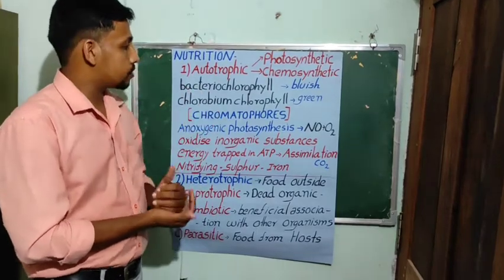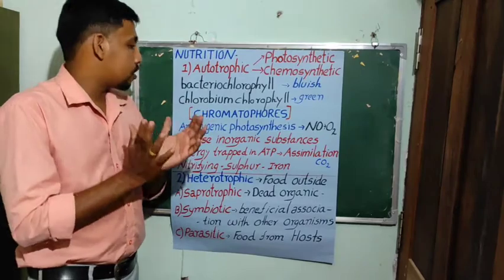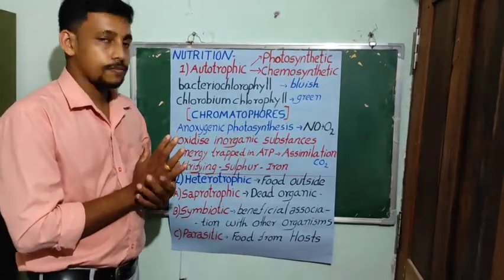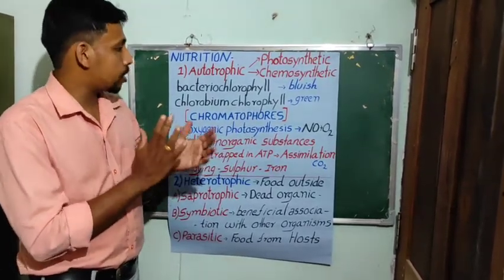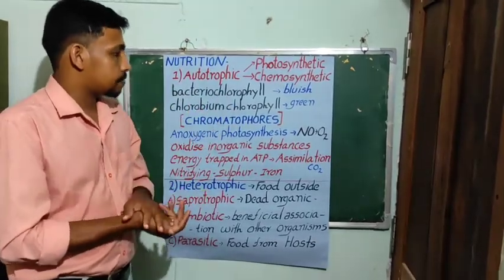These two pigments are located in the spherical bodies. That spherical body is known as the chromatophores. So in this chromatophore there is what? Bacterial chlorophyll and the chlorobium chlorophyll.